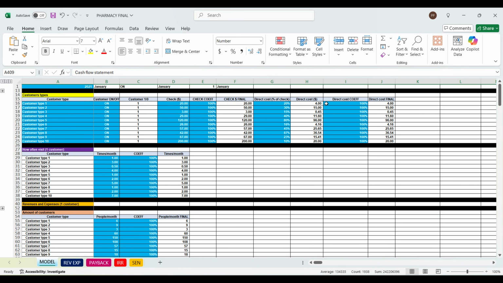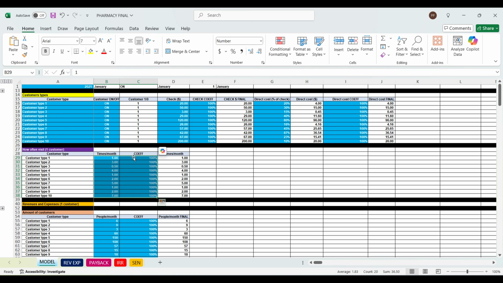So first of all, we need to create a rule that will ease future scenario building and stress testing with our financial model. We need to highlight all the inputs throughout the model. We are creating the rule that all inputs are colored with this specific blue color. So these are the inputs, these are the inputs, these are the inputs.